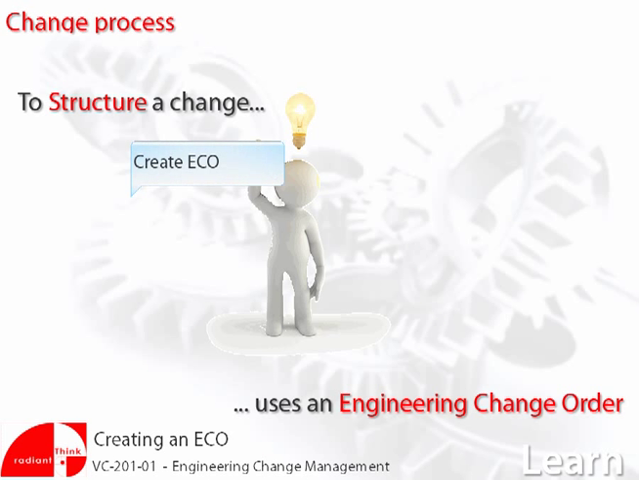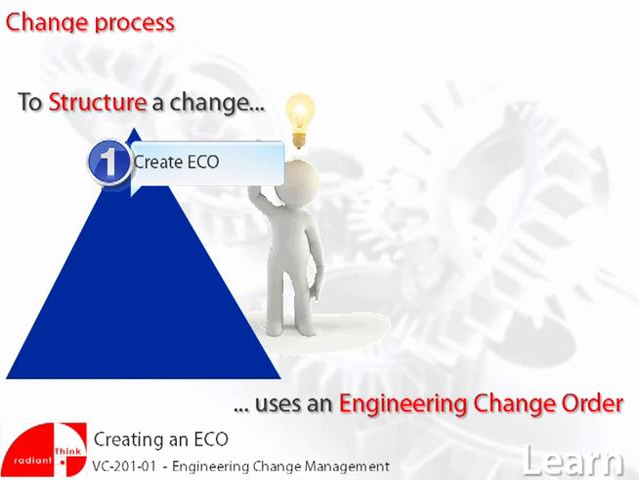The change order process requires 4 main steps. Step 1 is to create the engineering change order. This is the central object for managing the change and reporting on those changes.